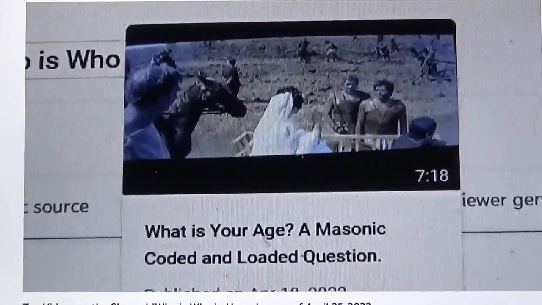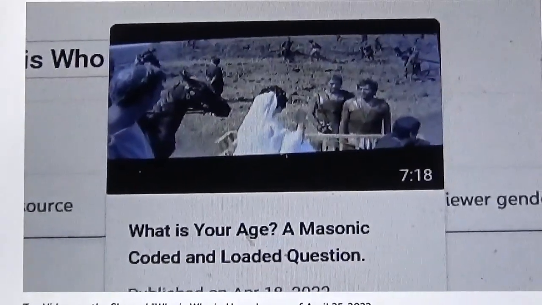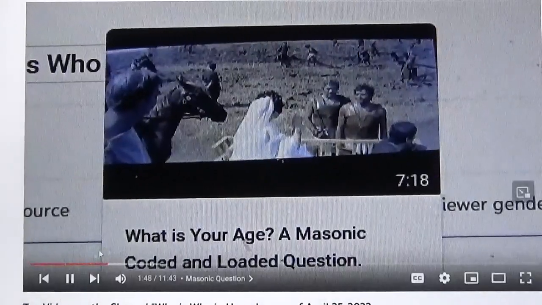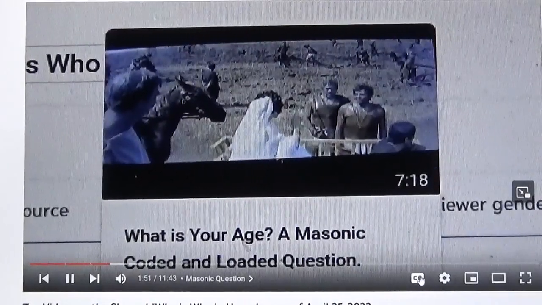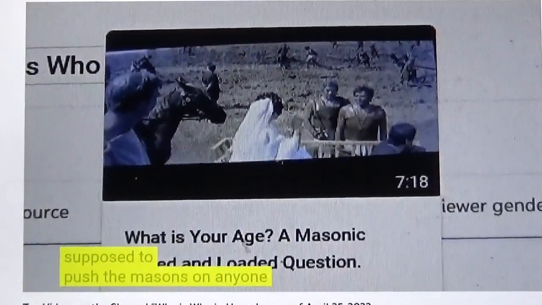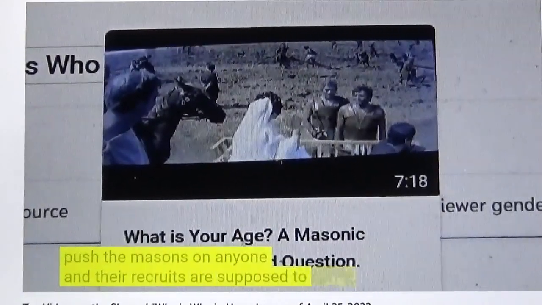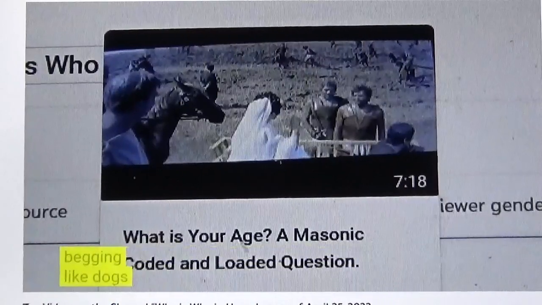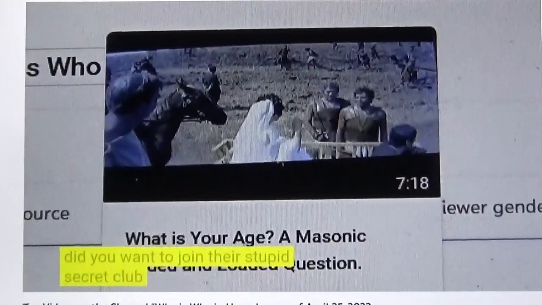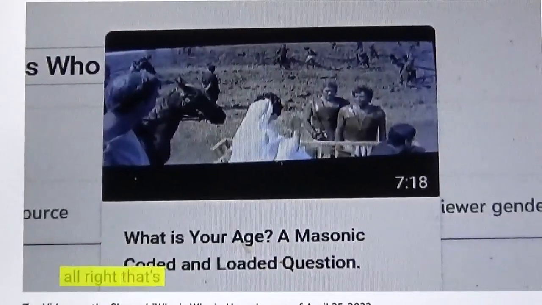Wore their stupid Masonic shirt. And that wasn't good enough. So they asked me, what's your age? He asked me. See, because they're not supposed to push the Masons on anyone. And their recruits are supposed to come begging, like dogs for a bone, to join their stupid secret club. All right, that's number one.